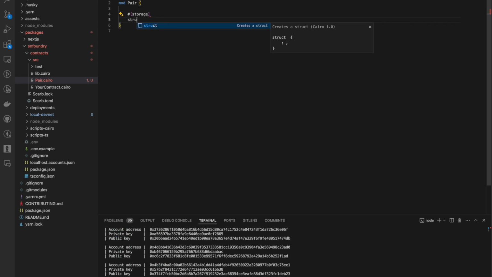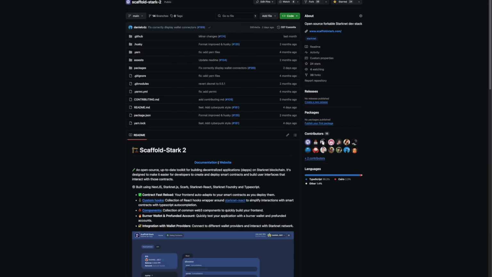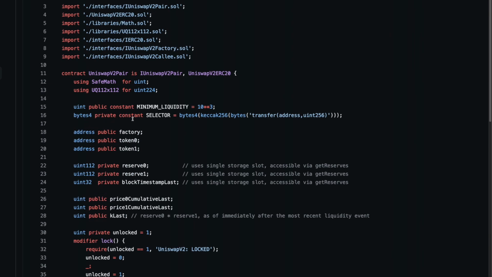And yes, struct for storage. So let's take a look at the Solidity version. What things we need to have. We need factory. We are not using a factory because we're not doing that. But we have a token 0, token 1.